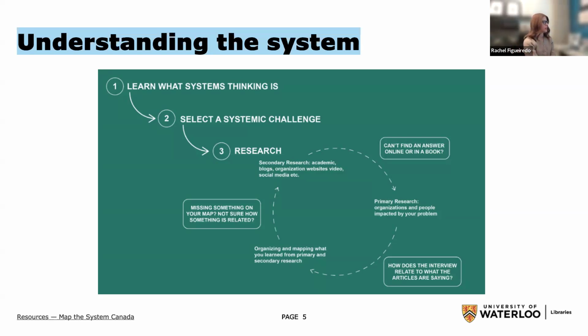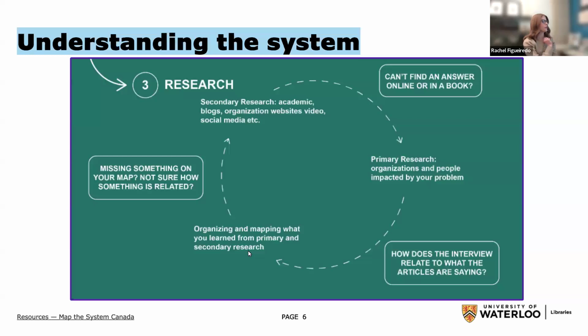So what you can see here is, if I zoom into the research part of this, there are two things that I wanted to point out. The first thing is that they talk about doing secondary research. So that would be finding research that exists somewhere else already, research that's already been published. And they give a number of different examples. Sometimes it could be academic content like articles or books. Sometimes it could be blogs. It could be organization websites. It could be social media content. But the point is that you're looking to find information that's already been published somewhere.